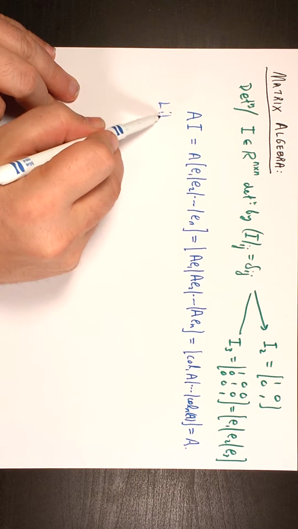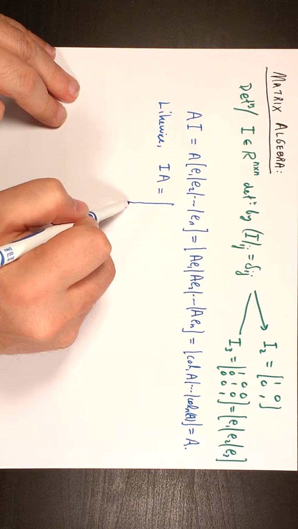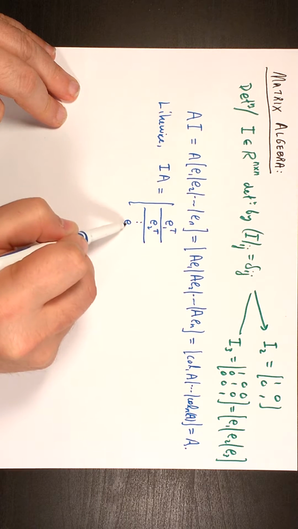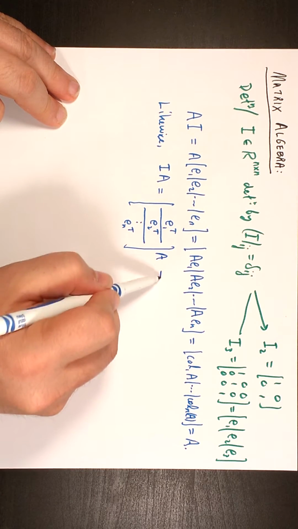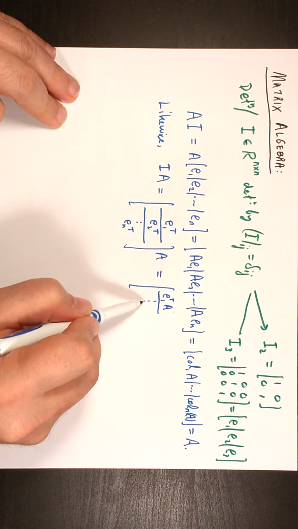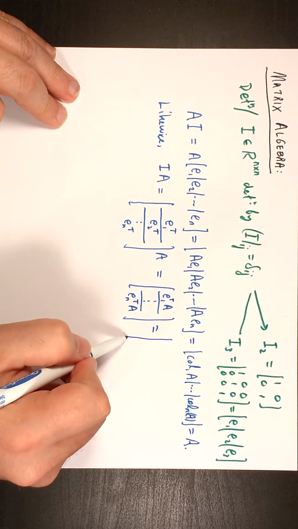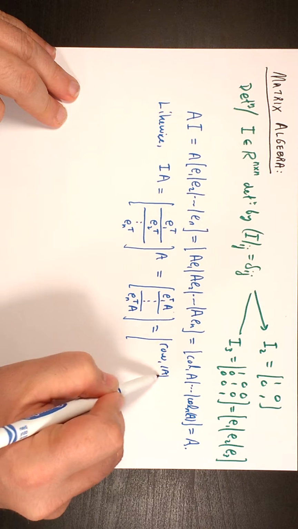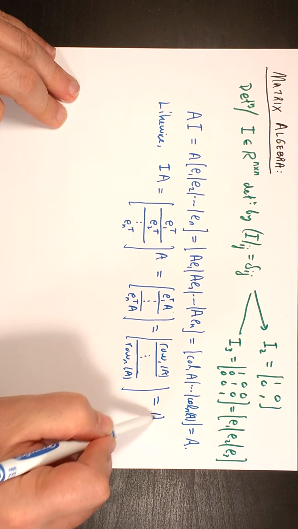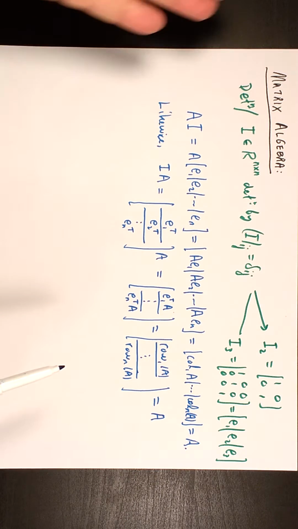And likewise, IA, well, you could look at that as E1 transpose, E2 transpose, up to EN transpose, times A. But remember, by the row concatenation, that's E1 transpose A, all the way out to EN transpose A. But hey, that's exactly row 1 of A, and so forth, which again is A. So A times I is equal to I times A. It behaves like the number 1. It's like it wasn't even there.